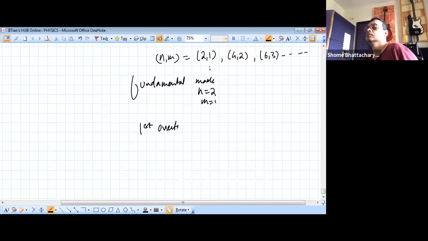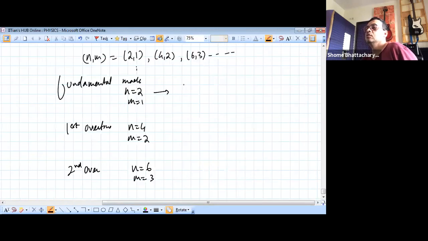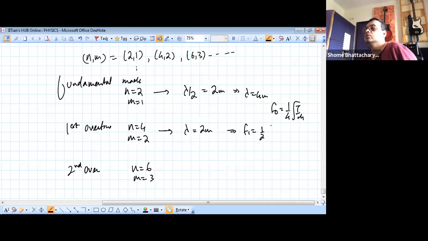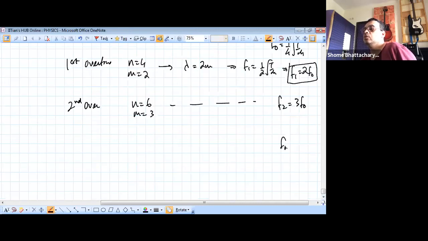First overtone will be when n is equal to 4 and m is equal to 2. Second overtone, similarly, n is equal to 6, m is equal to 3. But in any case, the fundamental corresponds to lambda by 2 being 2 meters, so lambda being 4 meters, so frequency being 1 by 4 square root T by mu. The first overtone corresponds to lambda being equal to 2 meters, so frequency being 1 by 2 square root T by mu. So you can see that the frequency is becoming the second harmonic. Similarly, when you do the calculation here, you will see that the second overtone is the third harmonic. So generally speaking, the nth overtone mode will become the n plus 1 harmonic. So this is how you will do the series over here.